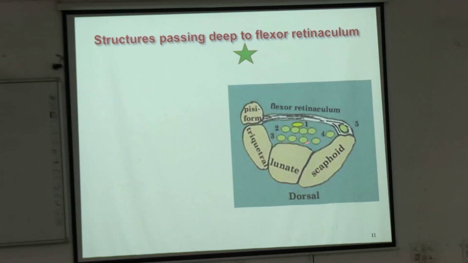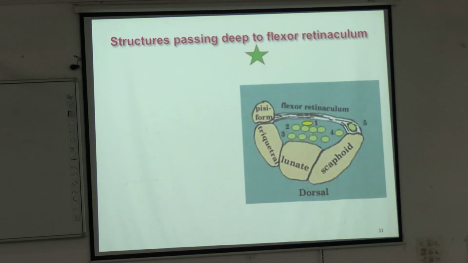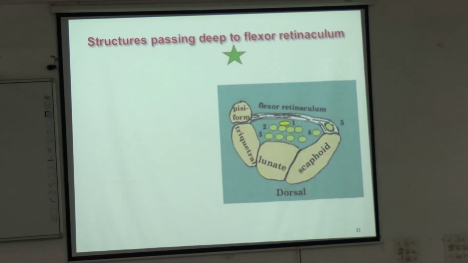So these tendons which you are seeing here, number 2, number 3, they are digital tendons, like flexor digitorum profundus and superficialis, along with this nerve which you are seeing here, number 1. This number 1 is the median nerve which is passing under the retinaculum. So these are the prime contents that are passing deep to the flexor retinaculum.